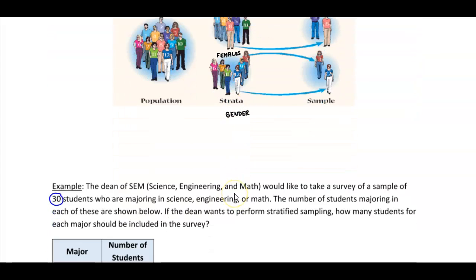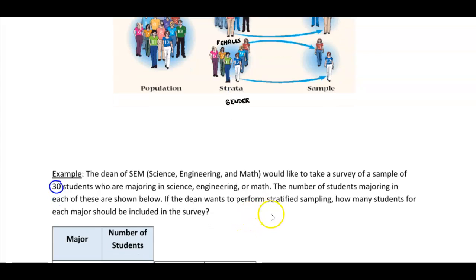Now, for example, the Dean of the Science, Engineering, and Math would like to take a survey of a sample of 30 students who are majoring in science, engineering, or math. The number of students majoring in each of these are shown below. If the Dean wants to perform stratified sampling, how many students for each major should be included in the survey?